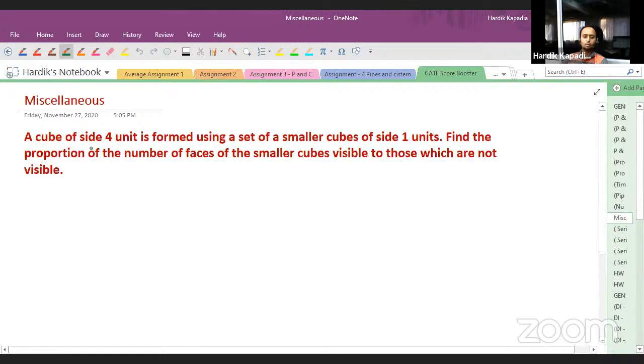is from the cubes. A cube of side 4 unit is formed using a set of smaller cubes of side 1 unit. Find the proportion of the number of faces of the smaller cubes visible to those which are not visible.